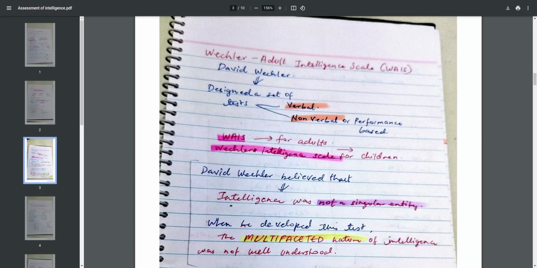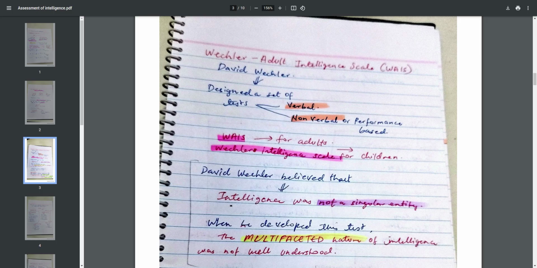Okay, now let's look at Wechsler's Adult Intelligence Scale. This was an intelligence test developed by David Wechsler. He designed a set of tests actually. It is not a single test but a group of tests. It included both verbal and non-verbal things. Non-verbal in the sense it was performance based.